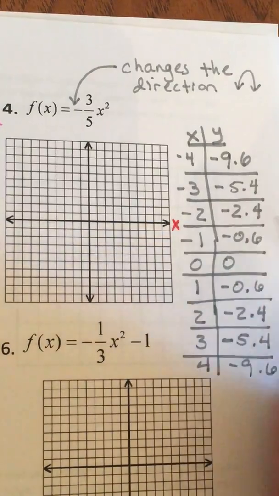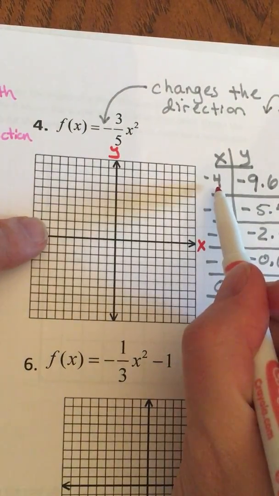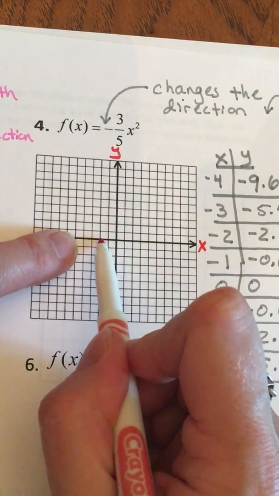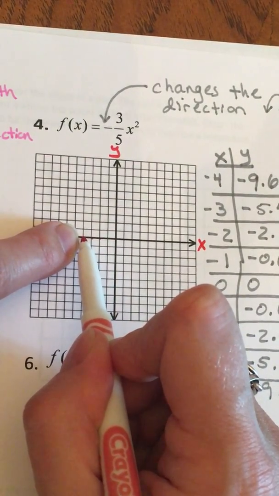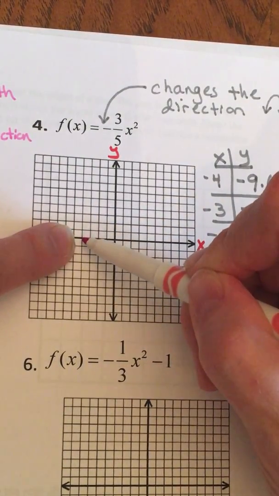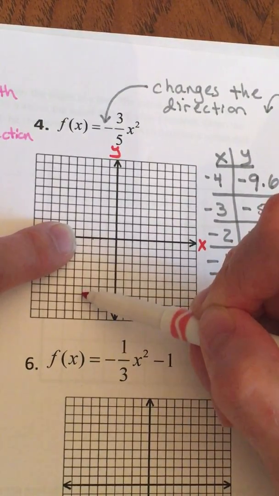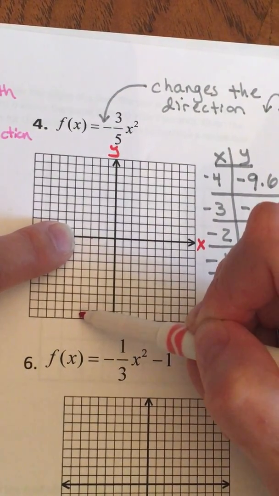So here's my x-axis, my y-axis. Let's plot. To the left, 4 units, 1, 2, 3, 4, and down almost 10 full units, so down 9.5 units. 1, 2, 3, 4, 5, 6, 7, 8, 9.5.